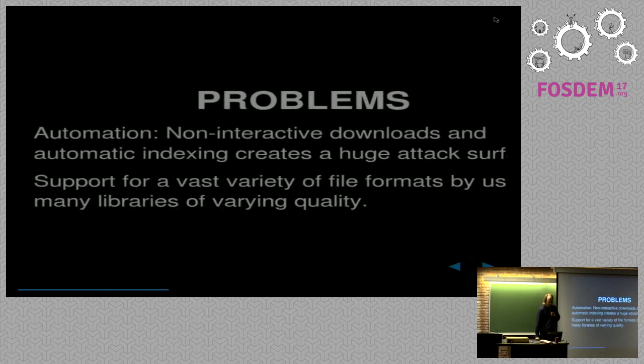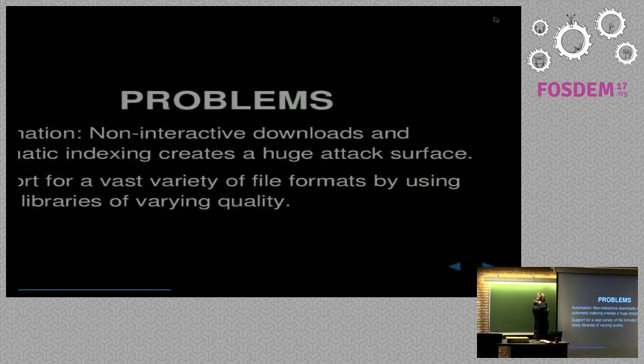So I think we have two problems here. One is that we have some automation here that's, I think, sometimes done a bit in a thoughtless way. Like, okay, if you click on a download, it's nice if it just gets downloaded, no more dialogue confusing people. And you have this desktop search and you automatically index stuff, which may be an interesting feature, but it creates a huge attack surface. And then the other issue is that there's a tendency in the free software community that people tend to use all kinds of libraries to support as many different file formats as possible. And many of these libraries are of very varying quality.